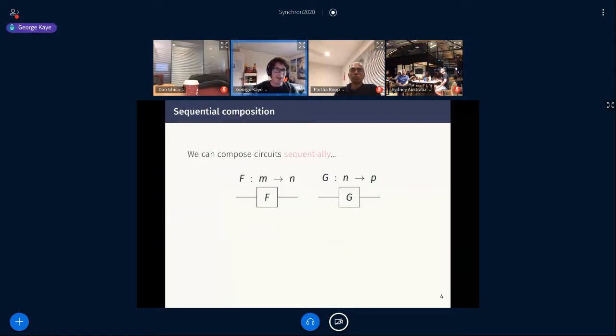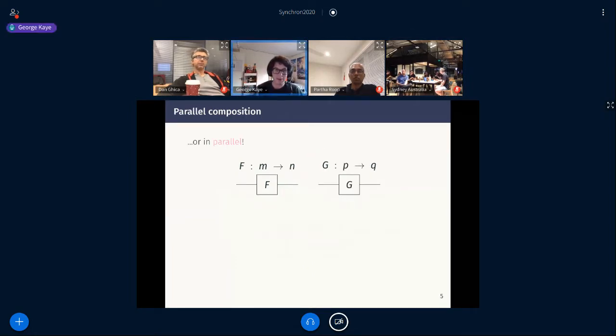So how do we build up our circuits from these blocks? They're not very useful on their own. Well, we can compose them. We can compose them sequentially. We have something here, something here, something here. We can put them together to make F followed by G. And we can also put them on top of each other. We have one here, one here. We can do F tensor G, F on top of G.